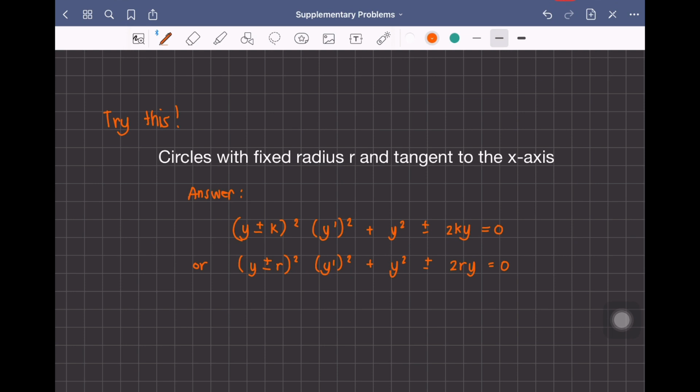For another problem to try, please solve for the differential equation of the family of circles with fixed radius r and tangent to the x-axis. So there are two possible answers for this family of curves, but parehas lang naman sila, magkaiba lang yung arbitrary constant na ginamit. Okay, so that's it for family of curves.